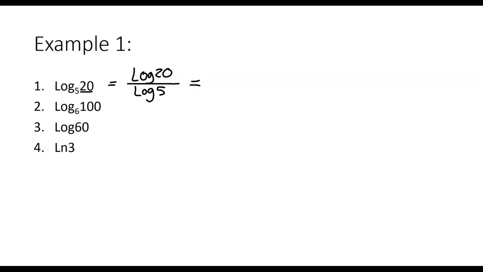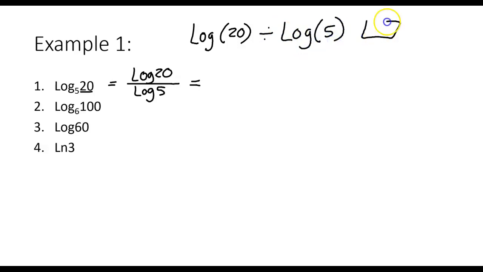So let me walk you through how to do this. On your calculator, you're going to push the log button, type 20, and close your parentheses. Then push the division button, push log again, enter 5, close your parentheses, and then push equal. So make sure you close those parentheses around the 20 and also around the 5.